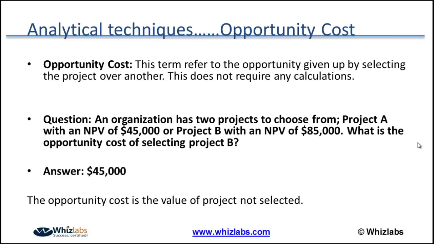So if you have two projects, A and B, suppose the net present value of project A is 45,000 and of project B is 85,000. As I said in my previous example, you will select the project with the highest net present value. Now you have selected project B because it has a greater net present value. So the opportunity cost for project B is the value you have lost, which is 45,000. You have not selected project A, so the opportunity cost is 45,000. Yes, I understand. Thank you.